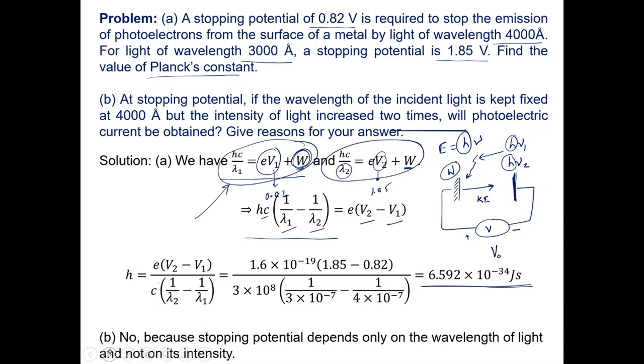So the other question was: at the stopping potential, the wavelength of the incident light is kept fixed at 4000 angstroms, but the intensity of the light is increased by 2 times. Will the photoelectric current be obtained? Give reason for your answer. Of course not, because it doesn't depend on the intensity of the light and only depends on the wavelength.